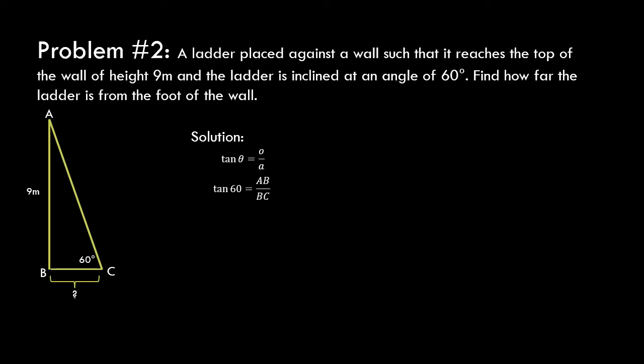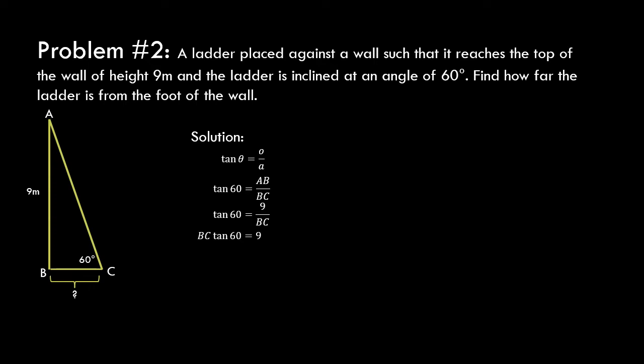Next, substitute the theta by 60 degrees, and our opposite side is AB and adjacent side is BC. So this time what we are looking for is the adjacent side. So the value of the opposite side is 9 meters, so we input that in our equation. Next, we cross multiply that as well. So we're going to get the equation BC tan 60 equals to 9.